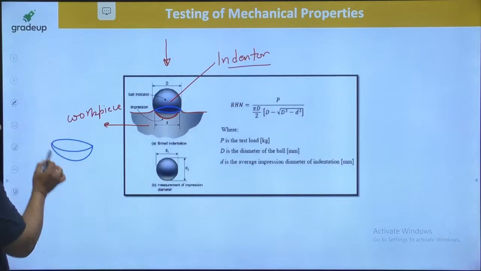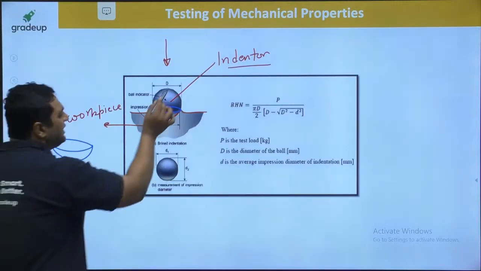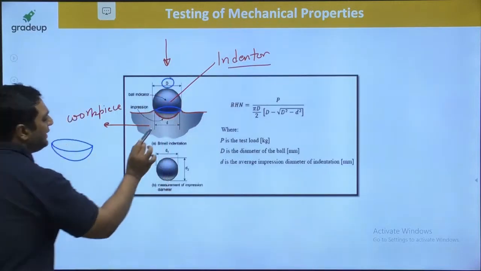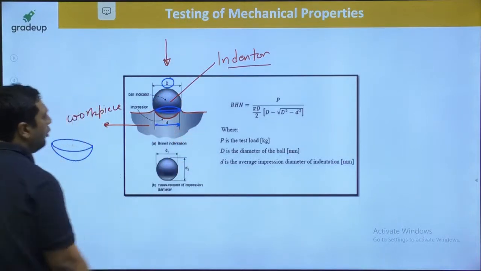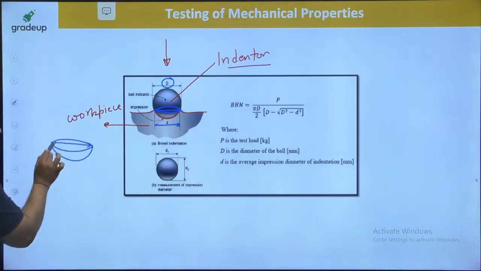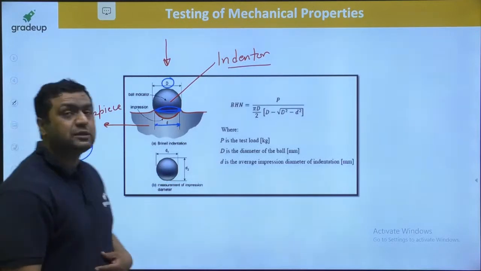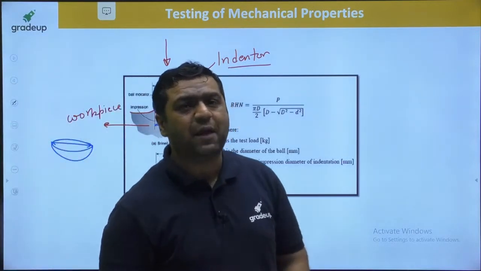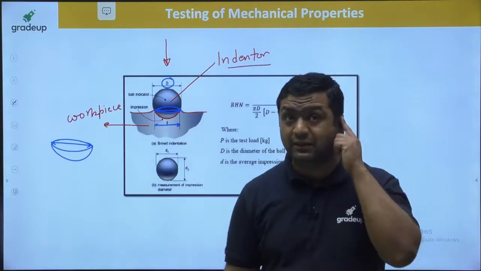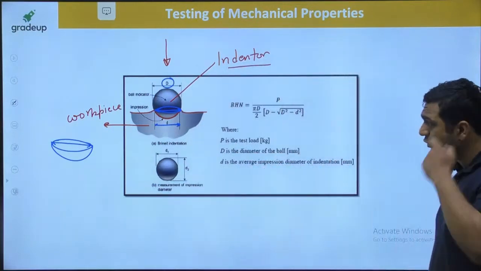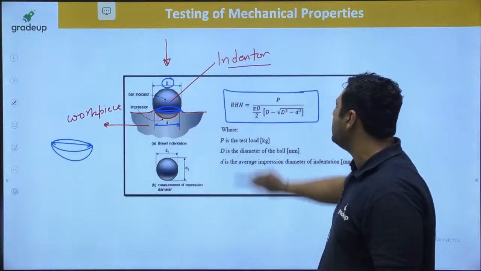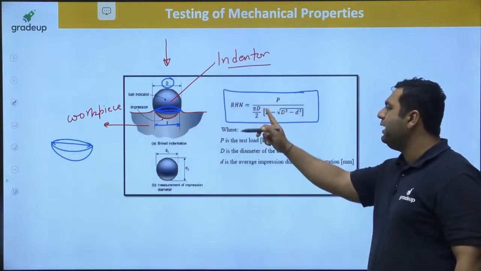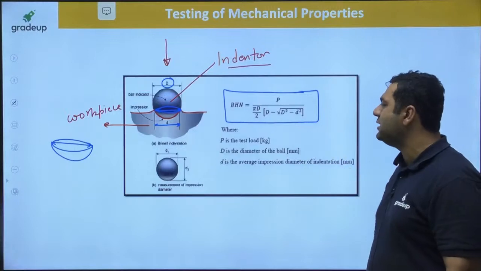And this will be a kind of hemispherical shape. This is a sphere of diameter D, and this is the diameter of this indentation. This is small d. So small d is the diameter of indentation, capital D is the diameter of the indenter. And a formula is defined for Brinell hardness number, that is P divided by pi D by 2 times D minus square root of D square minus d square.